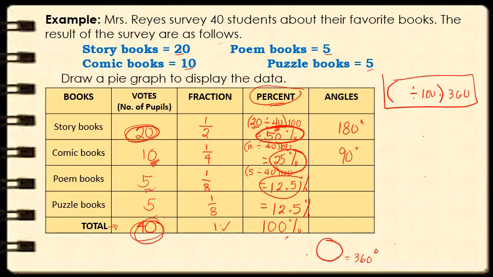Gagawin kong 12.5. Pasensya na rin, children, kung lumiliit ang sulat ha, kasi limited ang ating space. So, ganun din, i-divide natin. 12.5, i-divide mo sa 100. Yung 100 kasi ay kabuuan. Kapag ini-add mo yung 50, 25, 12.5 at 12.5 is equal to 100%. Yan. Okay, so 12.5 divided by 100.